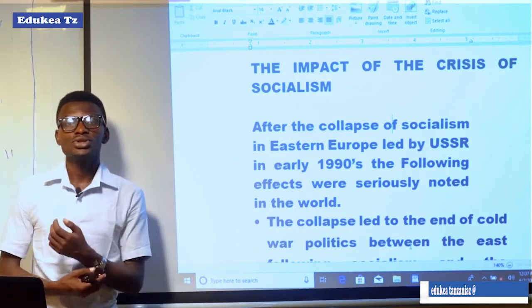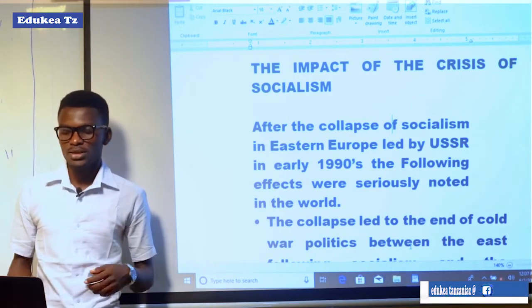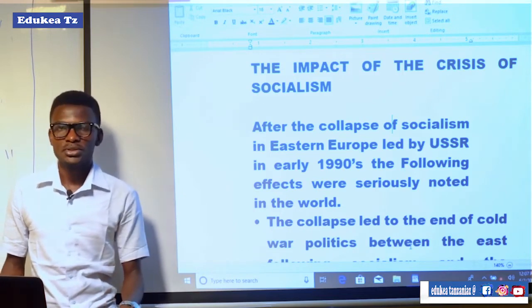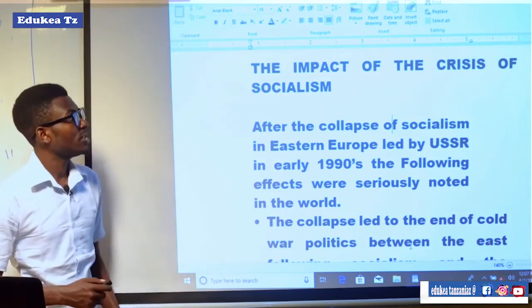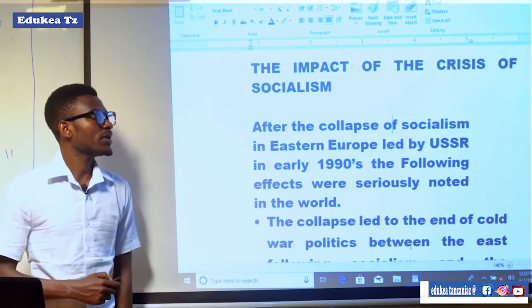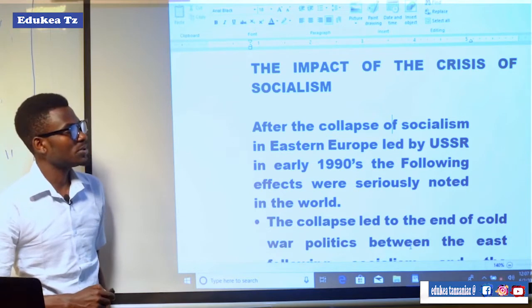On the last session, dear students, we ended on the reasons for third world countries to adopt socialism. So now we are going to see the impacts of the crisis of socialism. The impacts of the crisis of socialism.